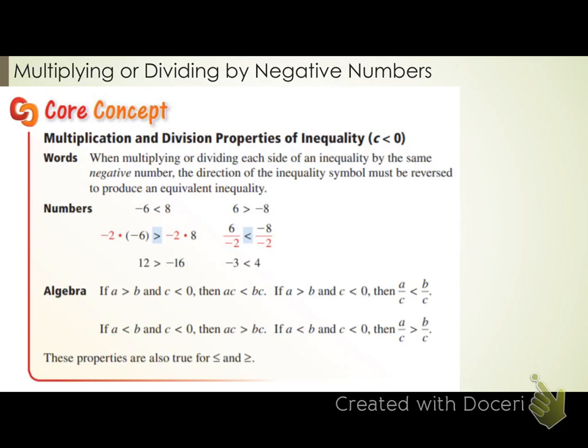Okay, this slide, all it's saying is what we said earlier. Anytime we multiply or divide both sides of an inequality by a negative, what happens? Our inequality symbol flips. If it's greater than, it flips to less than. If it's less than, it flips to greater than. Same thing if it has the bar under it. If it's less than or equal to, flips to greater than or equal to, and vice versa. Anytime you multiply or divide both sides by a negative. Am I good to go past this slide? That's all it's saying. Okay.